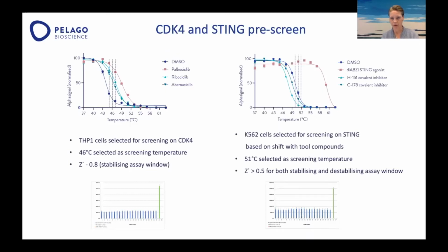For STING, we had different modulators, both stabilizers and destabilizers. As you can see, diABZI STING, a STING agonist, clearly stabilized STING, whereas the two covalent inhibitors, H151 and C178, destabilized STING. K562 cells were selected for screening, and 51 degrees was selected as a good screening temperature, where we can have both a stabilizing and a destabilizing assay window to identify both types of modulators.